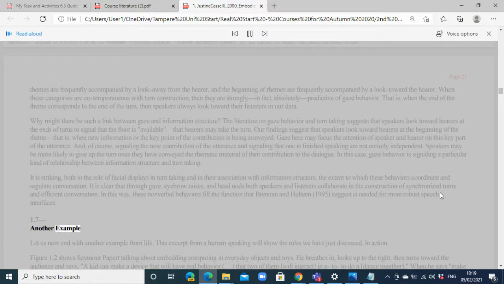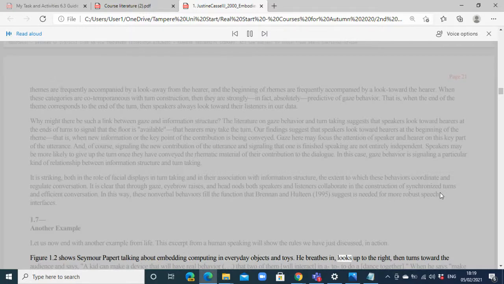1.7 Another example. Let us now end with another example from life. This excerpt from a human speaking will show the rules we have just discussed in action. Figure 1.2 shows Seymour Papert talking about embedding computing in everyday objects and toys.